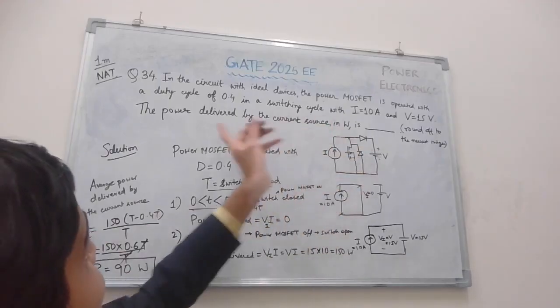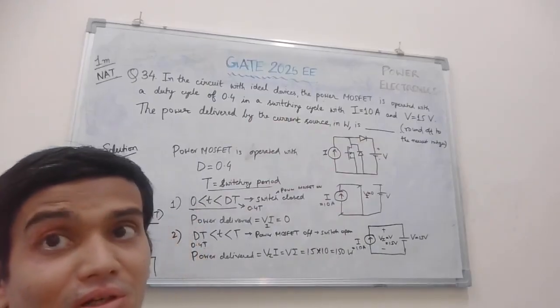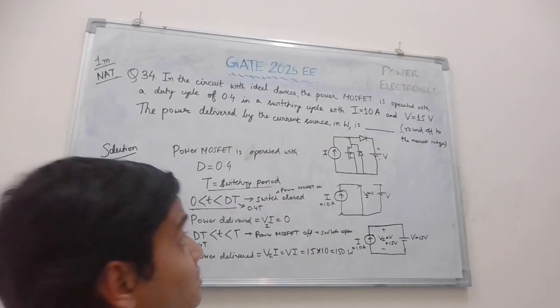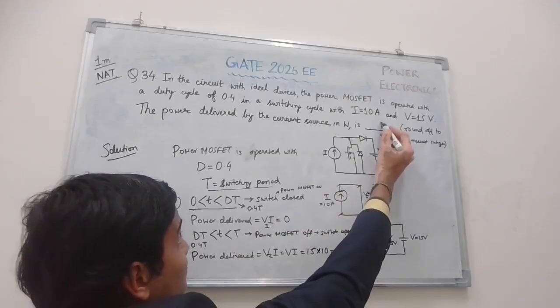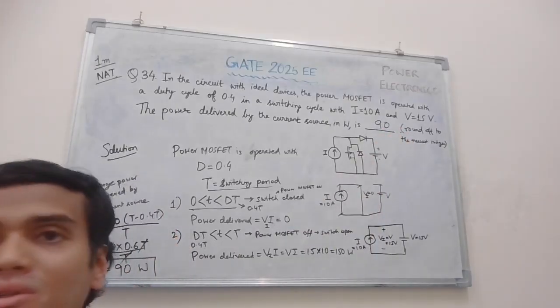Because the question is asking what power is delivered to the current source in watt. The correct answer, nearest integer, it is already an integer, so it will be 90. Right? As you can see clearly.